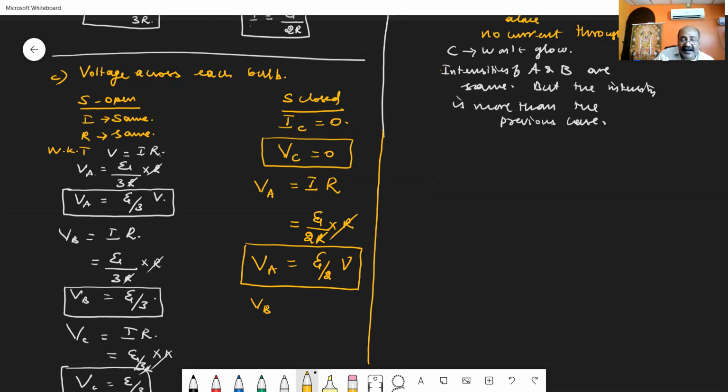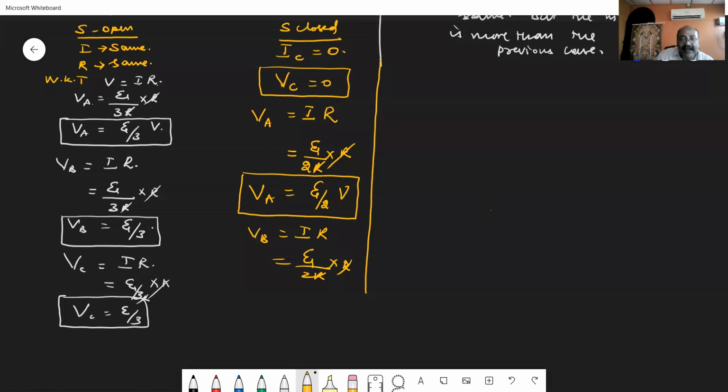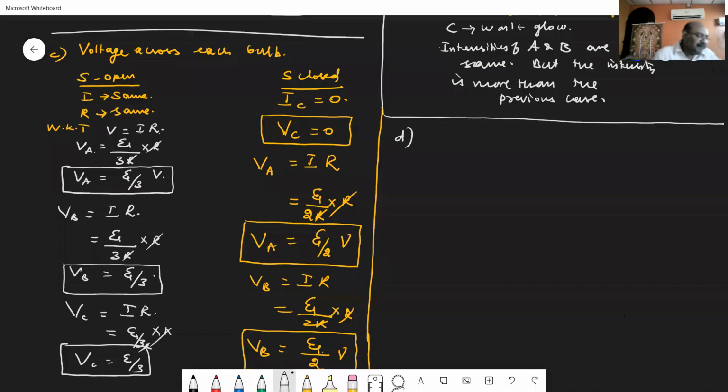Similarly, the voltage across B is I into R, that is E divided by 2R into R. R gets cancelled, so VB is equal to E divided by 2 volts. So the potential across A and the potential across B are the same, while the potential across C is equal to 0. Hope you have understood this.